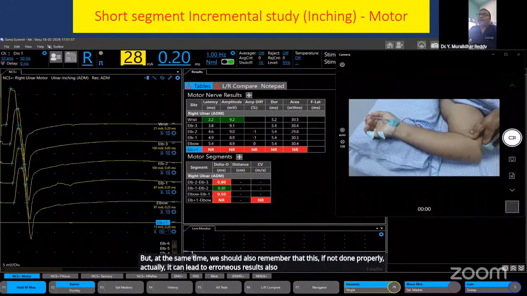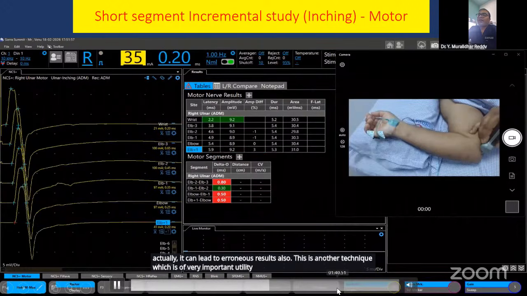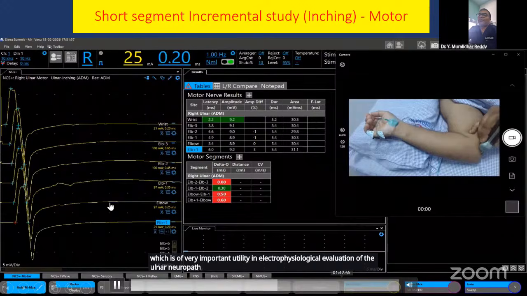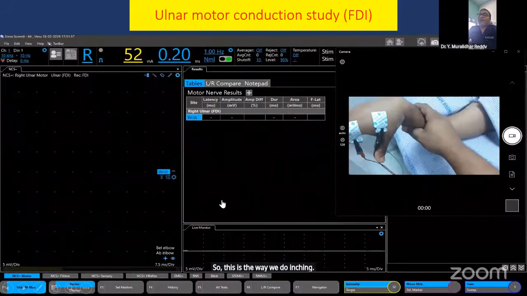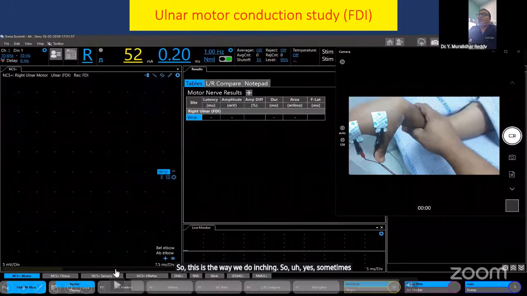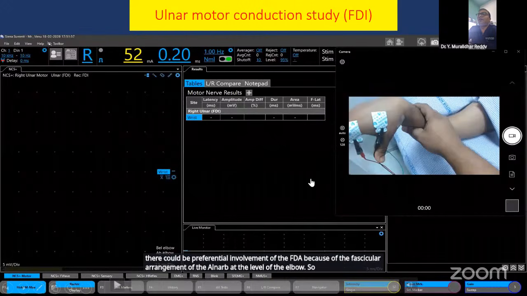This is another technique of very important utility in the electrophysiological evaluation of ulnar neuropathy at the elbow. So this is the way we do inching. As I told before, there could be differential involvement of the FDI because of the fascicular arrangement of the ulnar nerve at the level of the elbow. So FDI recording is always important.